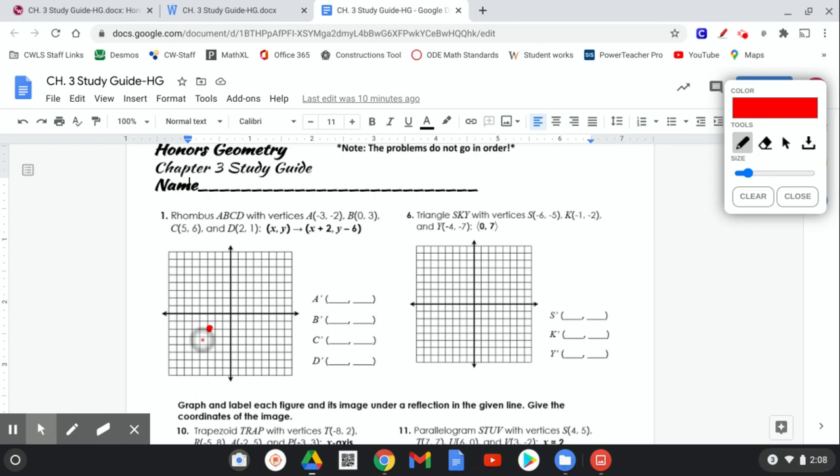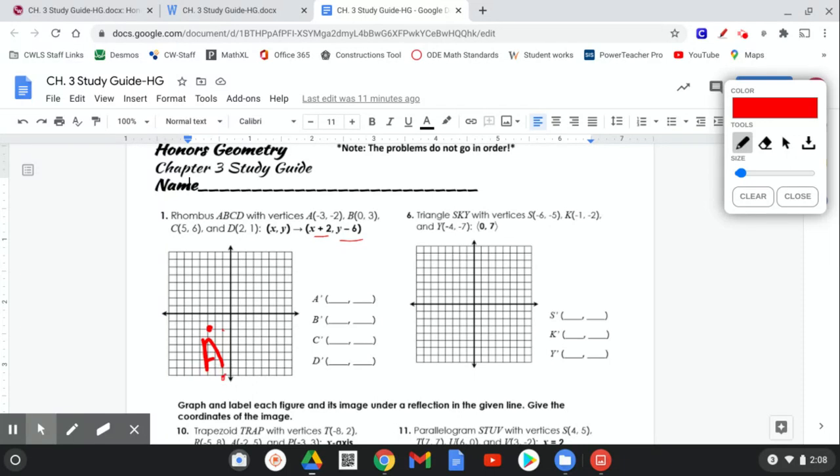And then all we're doing with A is translating it. We're going up in the x direction 2, and then we're going down 6. So we're going to go over 2, so 1, 2. All right, and then down 6. So down 1, 2, 3, 4, 5, 6.